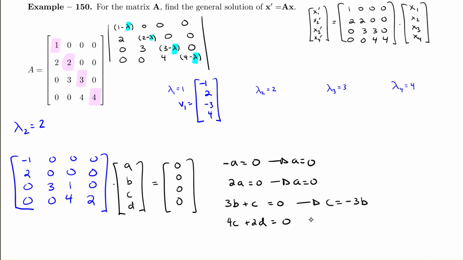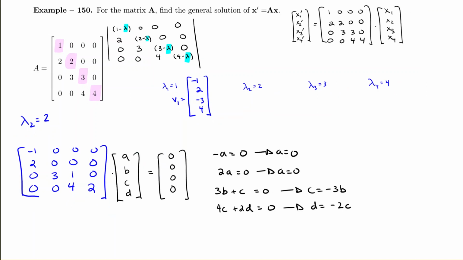And d would be subtract 4c divided by 2. That should give us that d is equal to negative 2c. So we know a must be 0, but then b, c, and d must be related in this way.